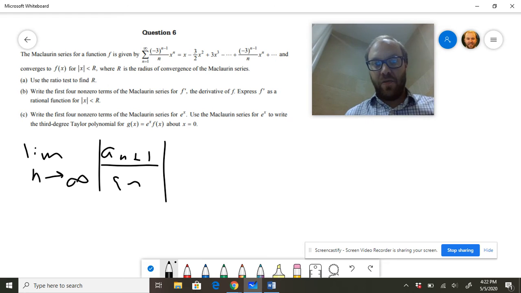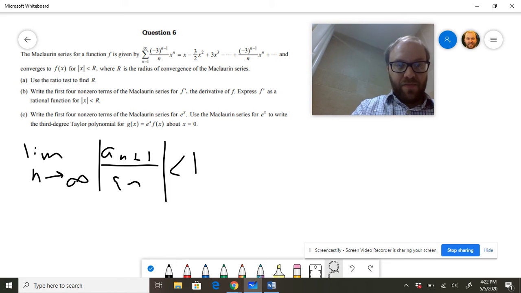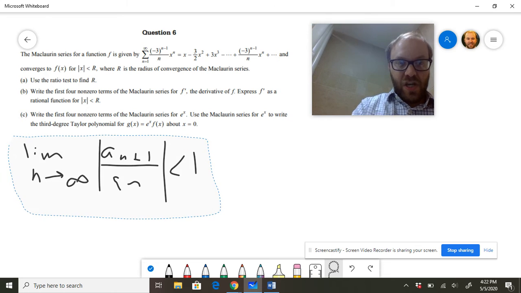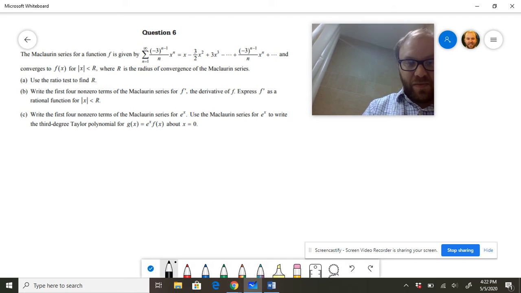Technically, take the absolute value of that whole thing. We're looking at the positive terms of the series, and we want that ratio to work out to be less than 1. Okay, so anyway, I'm going to take that formula out of here because I need space. Actually, I should have left the limit there.